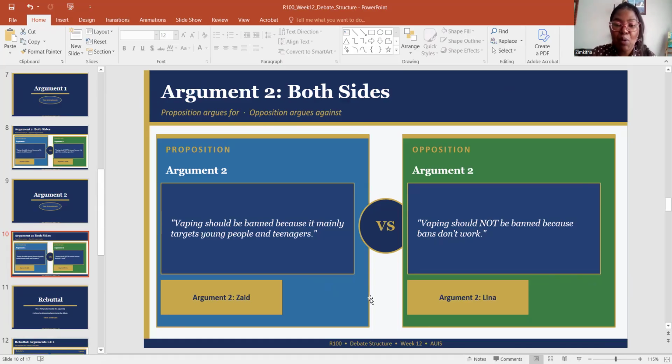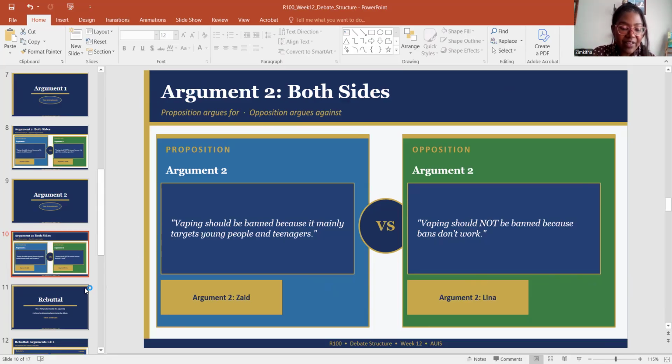But look at the main point here. I want you to be clear. One says it should be banned because it targets young people. And the other one says it should not be banned because it doesn't work. So remember, it needs to correlate. You need to argue on the same thing. You can't be arguing on vaping but about completely opposite things, okay? You have to argue on the same parameter, all right?